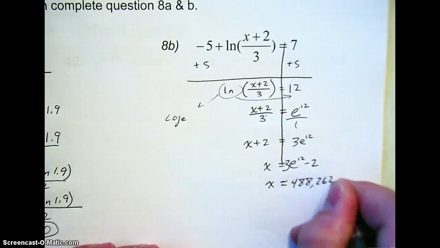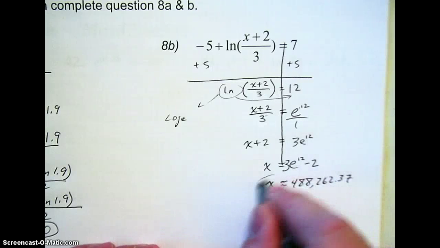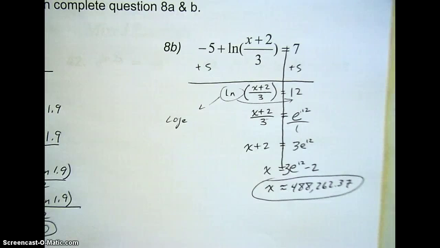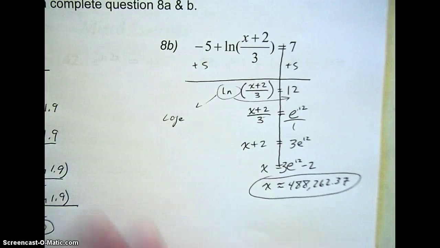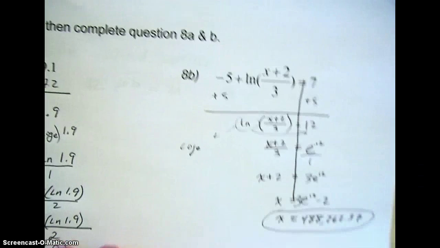488,262.37. Holy cow. Approximate. Yeah, who got it right? Hey, well done. All right. Any questions? Some good work out there.